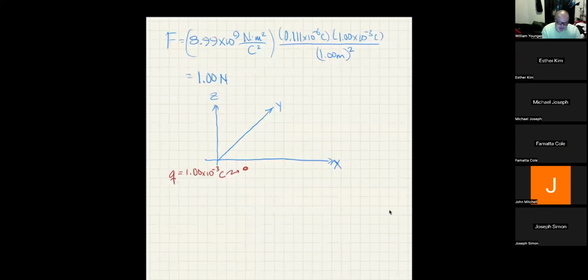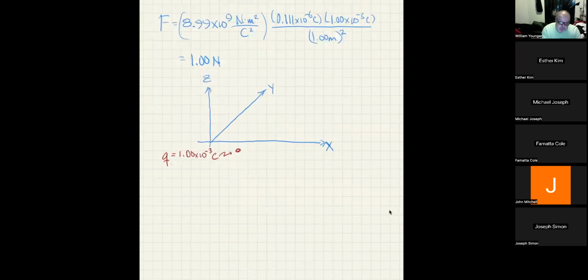Okay. And now what I'm going to say is there's another particle over here, and I'm just going to call that Q2. And that's the one that is 0.111 times 10 to the negative 6 coulombs. Okay. And I'm going to say further that the distance between them is 1.00 meters.